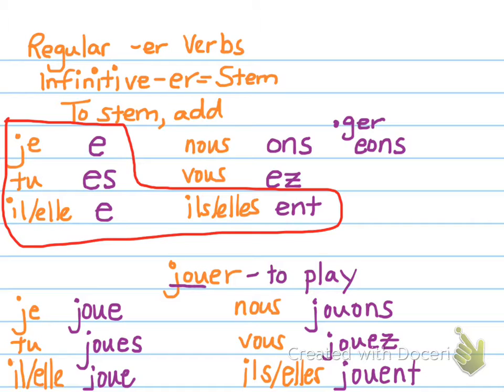S'il vous plaît, répétez. Jouer, je joue, tu joues, il joue, nous jouons, vous jouez, elle joue. So again, that's just another example of regular ER verbs.